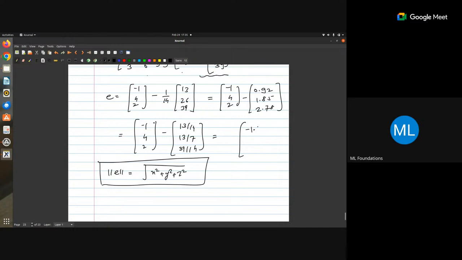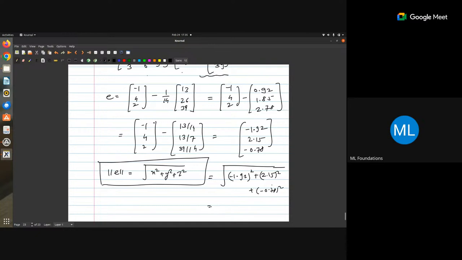So if I do this calculation here, -1 - 0.92 is -1.92. 4 - 1.85 will come around 2.15. And 2 minus 2.78 will come as -0.78. And you have to square these values: -1.92 square plus 2.15 square plus -0.78 square. Just do the calculations, and I don't think the square root will go to 6, right?